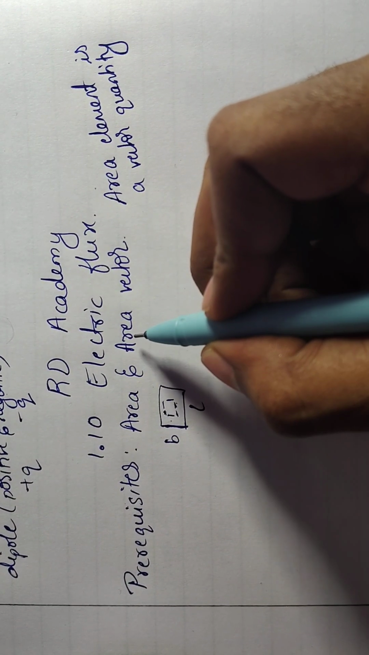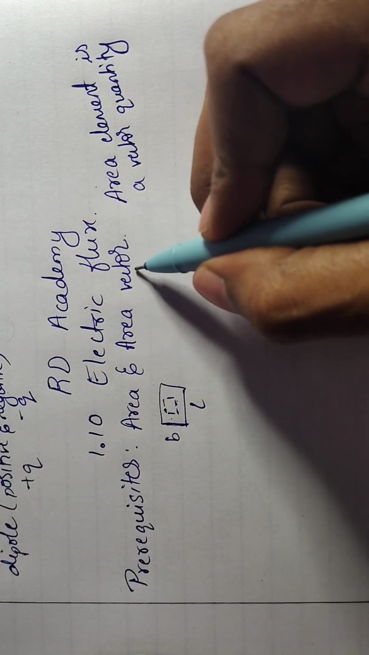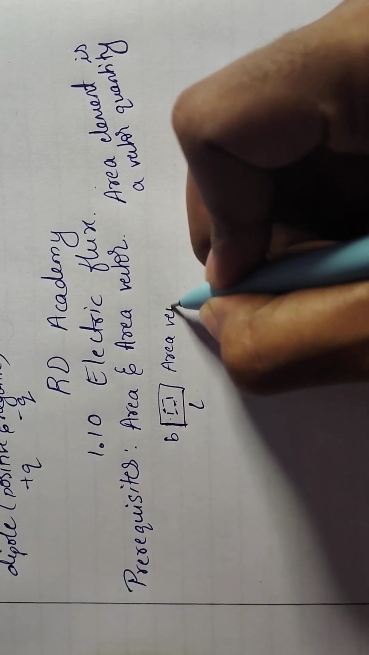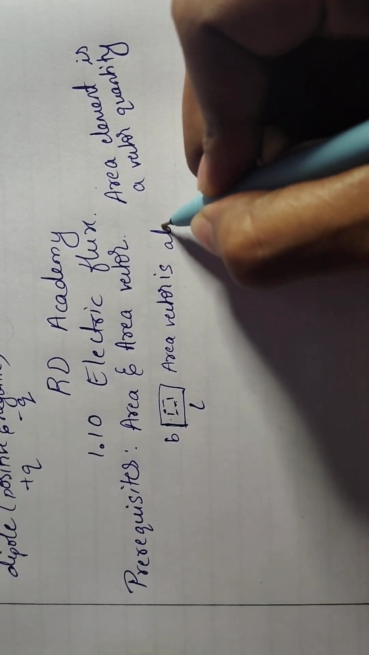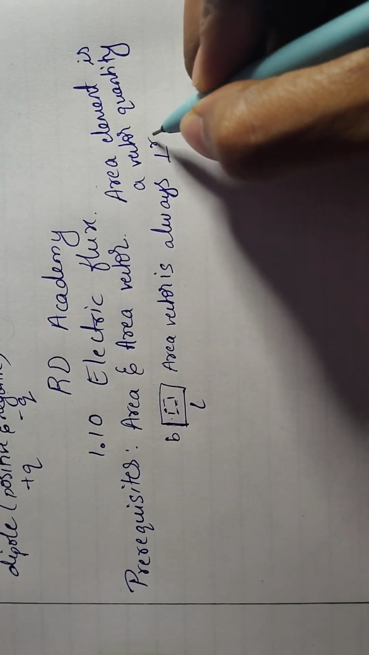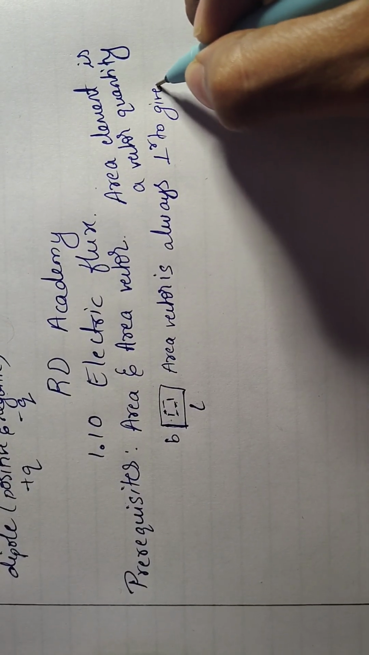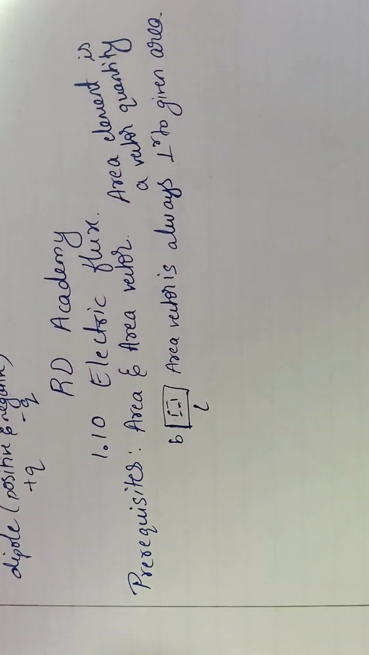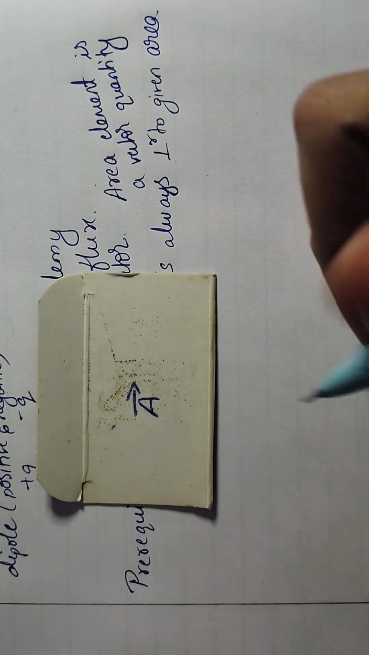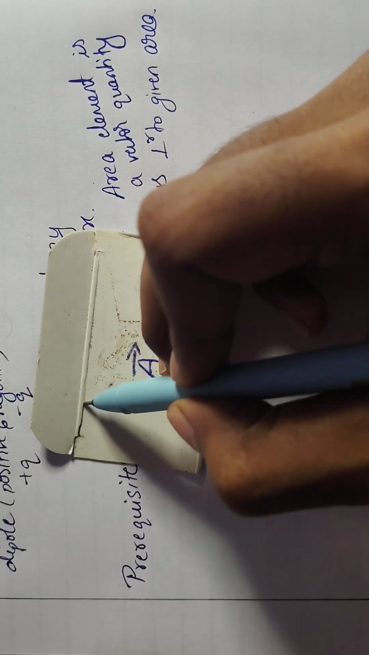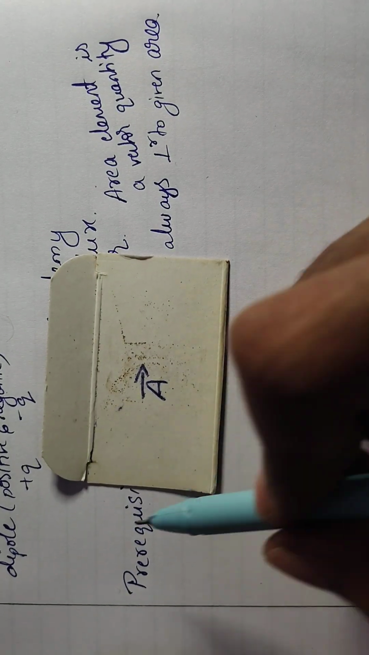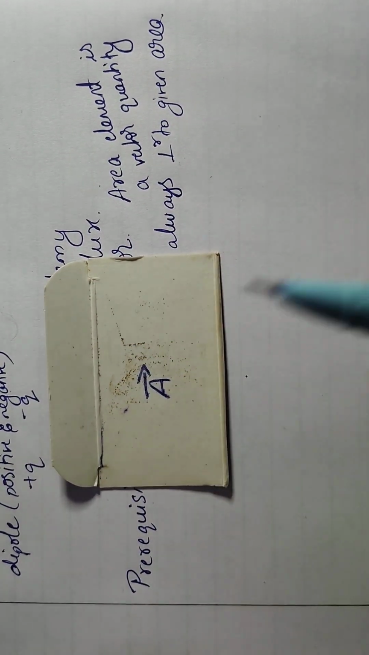Next, area vector. See, every area has something known as area vector. Okay, and area vector is always perpendicular to the given area. Okay, so to show that for you, I have a small piece of cardboard here. Okay, now ignoring this extension, if you consider only this small portion, it is in the form of a rectangle, right? The length is this part and breadth is this part. So this is your area.